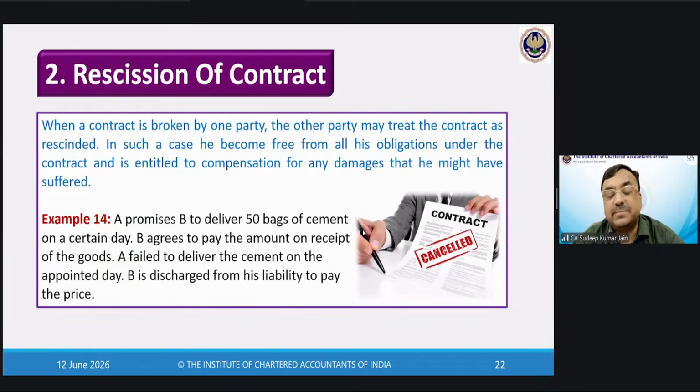When a contract is broken by one party, the other party may treat the contract as rescinded. In such a case, he becomes free from all his obligations under the contract and is entitled to compensation for any damages that he might have suffered. A promises B to deliver 50 bags of cement on a certain day. B agrees to pay the amount on receipt of the goods. A failed to deliver the cement on the appointed day. Now B is discharged from his liability to pay the price. Please read the example once again.